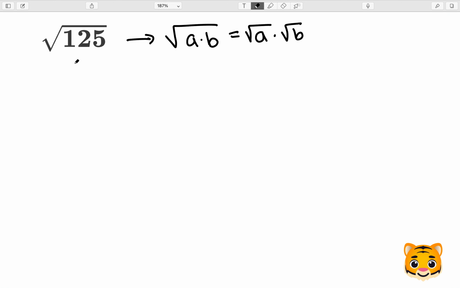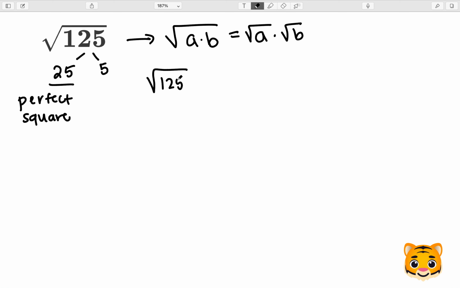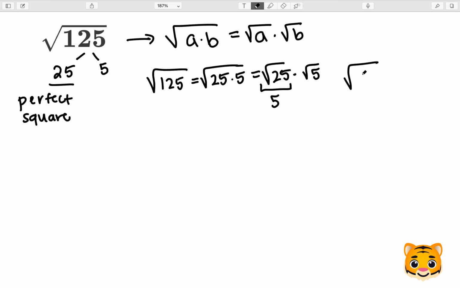In order to apply this to 125, we will first need to review some of the factors of 125. In this example, I will choose 25 and 5 because 25 is a perfect square. And this will allow us to simplify in the future. Now we can rewrite the square root of 125 as the square root of 25 times 5. Using our math rule, we can then rewrite this as the square root of 25 times the square root of 5. Because 5 times 5 equals 25, the square root of 25 will be 5. Now we can rewrite our square root of 125 as 5 times the square root of 5.